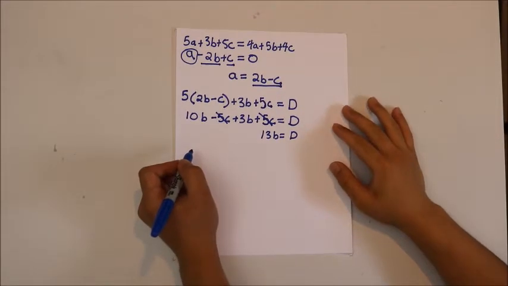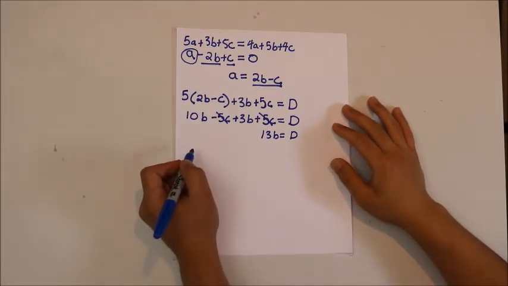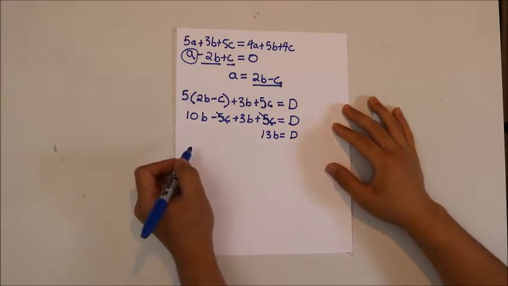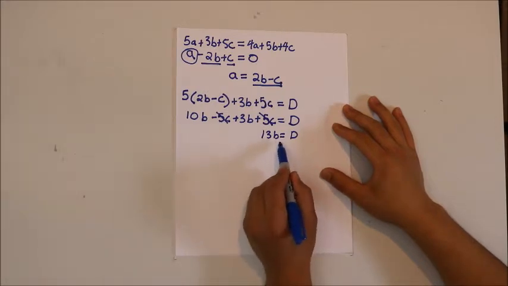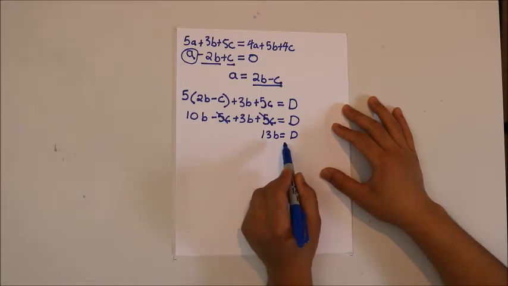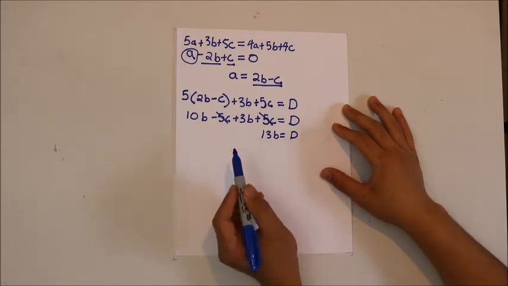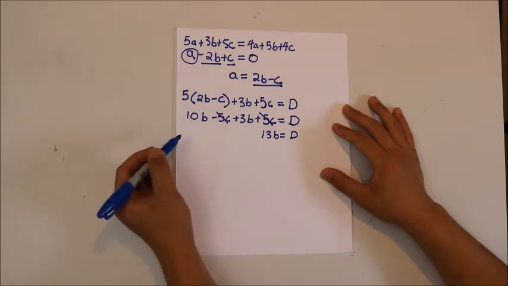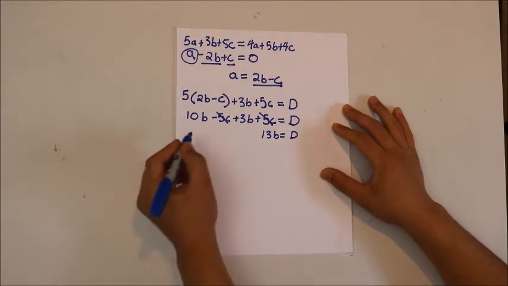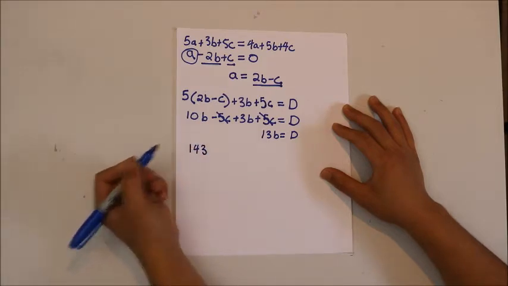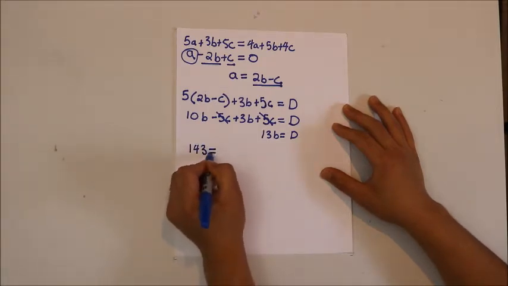We know that d is between 131 and 150 because it was given with all the information at the beginning. And because we have 13b is equal to d, we know that d is divisible by 13 because b and d have to be integers. The only number between 131 and 150 that is divisible by 13 is the number 143. So therefore, we know that 143 is equal to d.